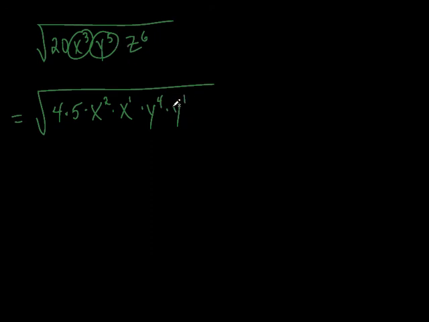Isn't that the same as y to the fifth? Yep. And why did I do that? Because I wanted this to be an even exponent. Look at the z. The z is already an even exponent, so I'm not going to break that down. I'm just going to keep it z to the sixth.